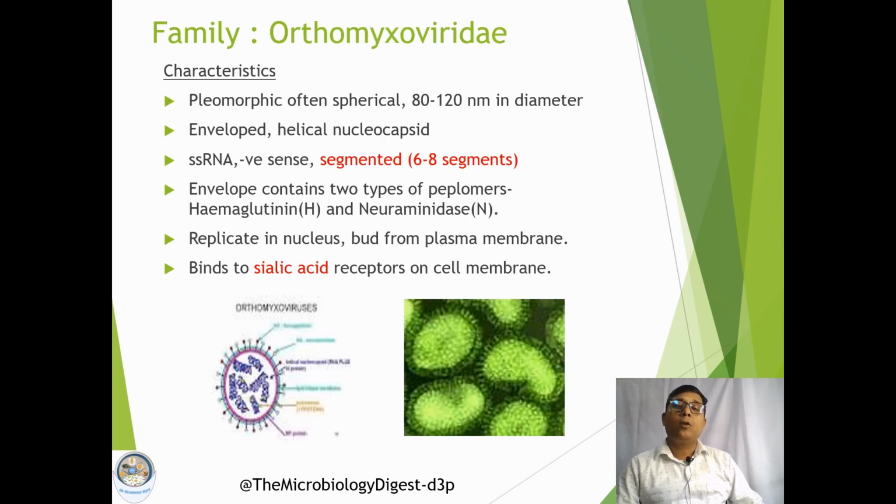Next family is Orthomyxoviridae. Virions are pleomorphic and enveloped, having a helical nucleocapsid. The genome is single-stranded RNA, negative sense, and segmented. The number of segments may vary from 6 to 8. Here also the envelope contains 2 peplomers, one is hemagglutinin, another is neuraminidase. This virus replicates in the nucleus and buds from the plasma membrane. These viruses typically bind to sialic acid receptors on the cell membrane.